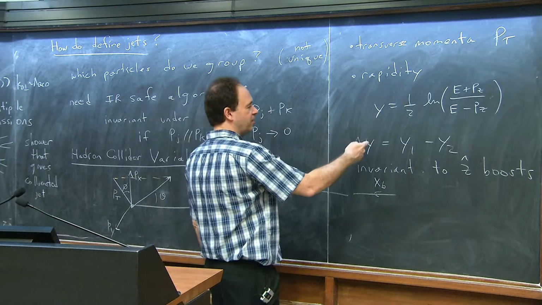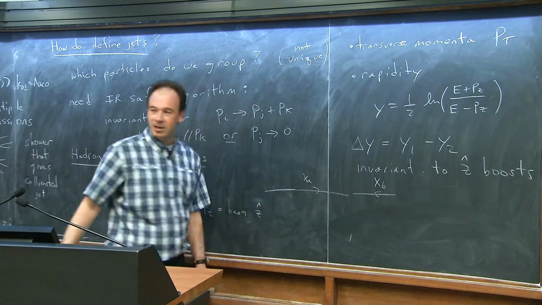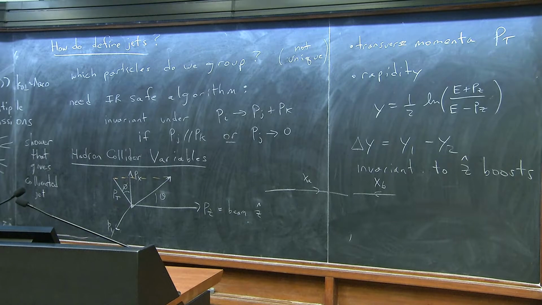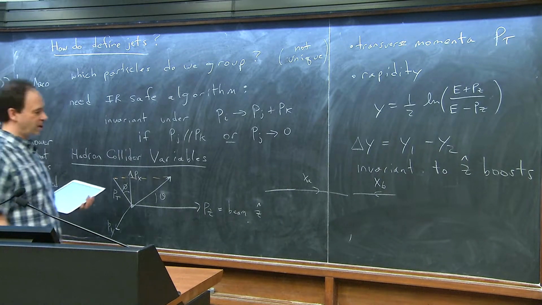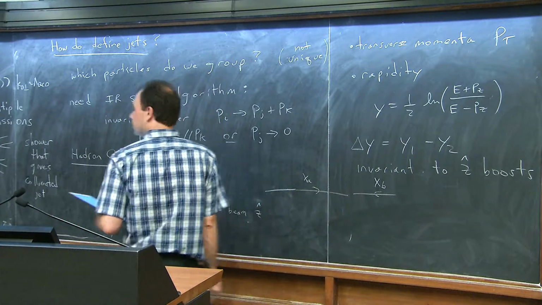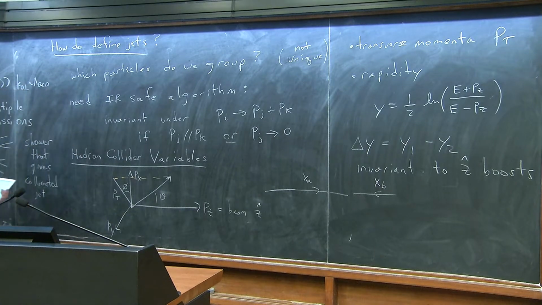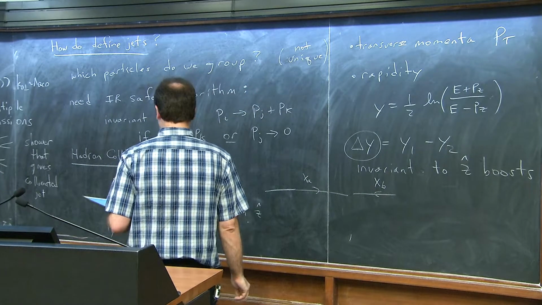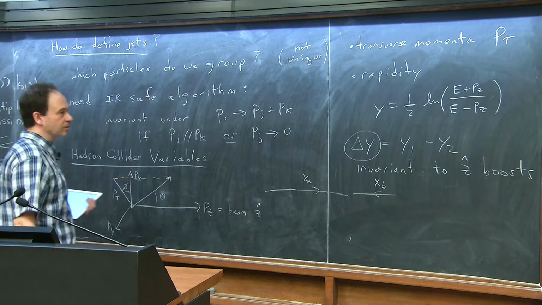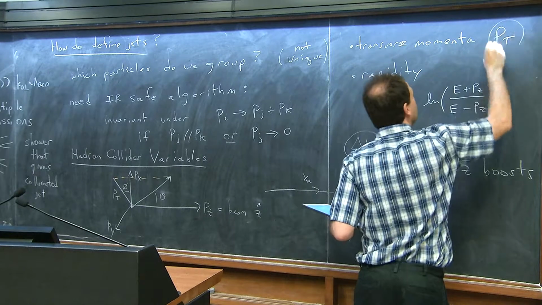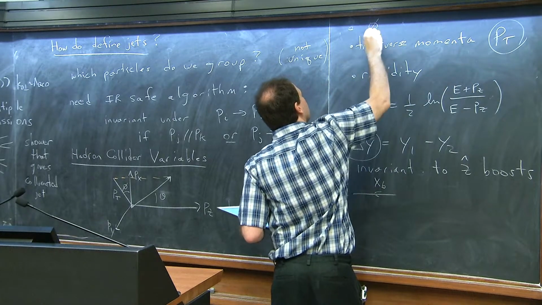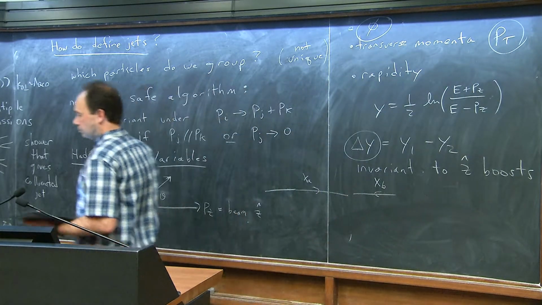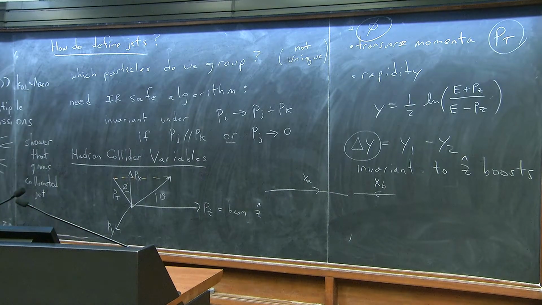If I use these types of variables, I'm not sensitive to how much I'm boosted along the z-axis, how much the parton distribution functions are providing a boost. That's something that we want when we define our jets. We want to be invariant to that. We don't want to be sensitive to it. So what we're going to use to define the jet algorithm are variables like this delta y, or the phi and the pt. These are good variables. Phi is also good. Those are the variables we're going to use.